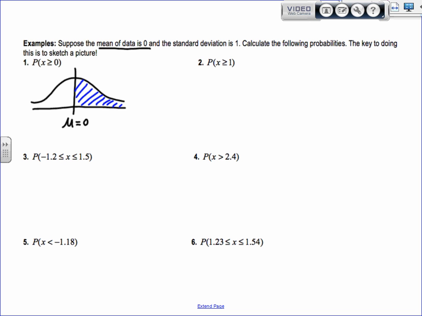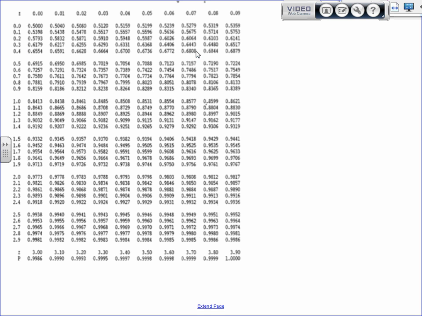Think about it. We've done a lot with geometric probability. What do you think the probability is that we're on that right side? It's 50%. It's going to be half of the probability. If you were looking for this on the table, you would go along the left, where we call these z-scores. Our z-score in this case is 0. We're saying greater than 0.